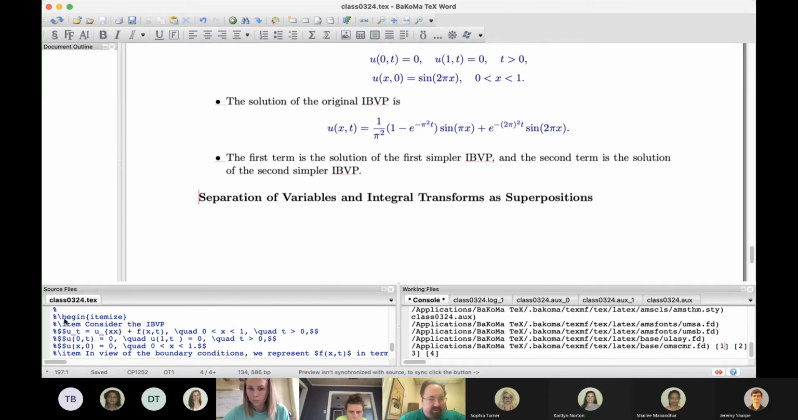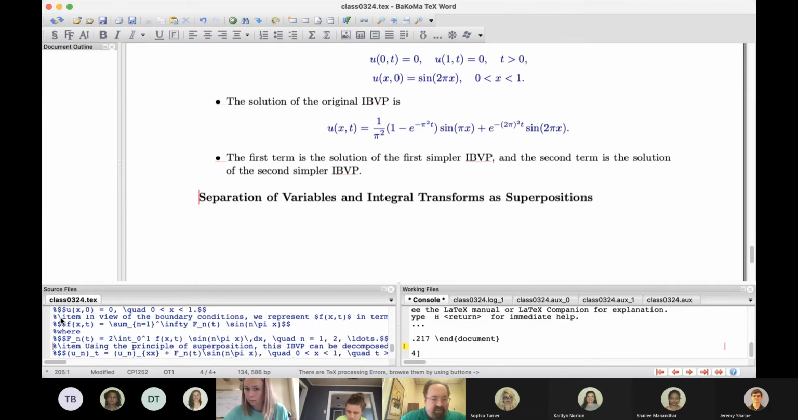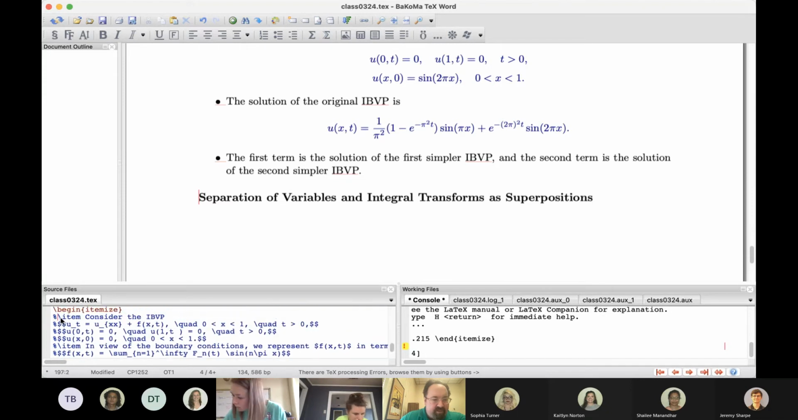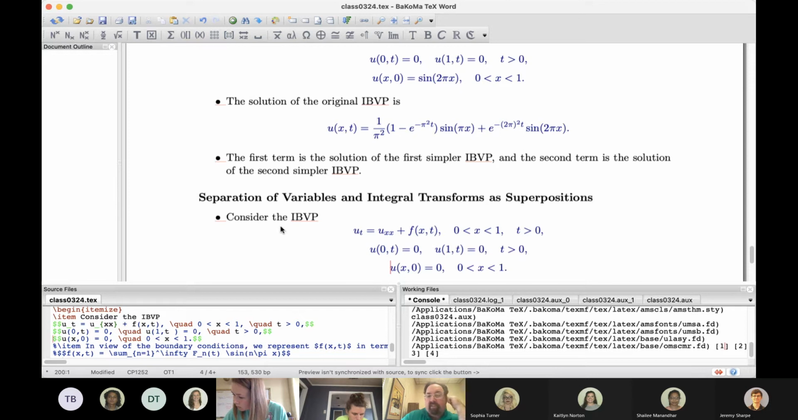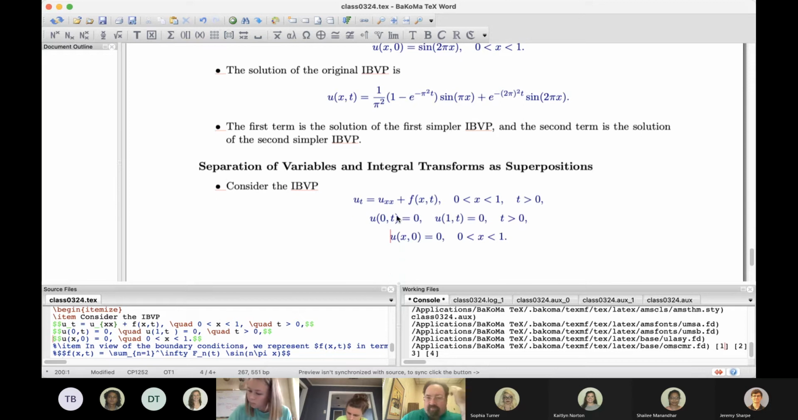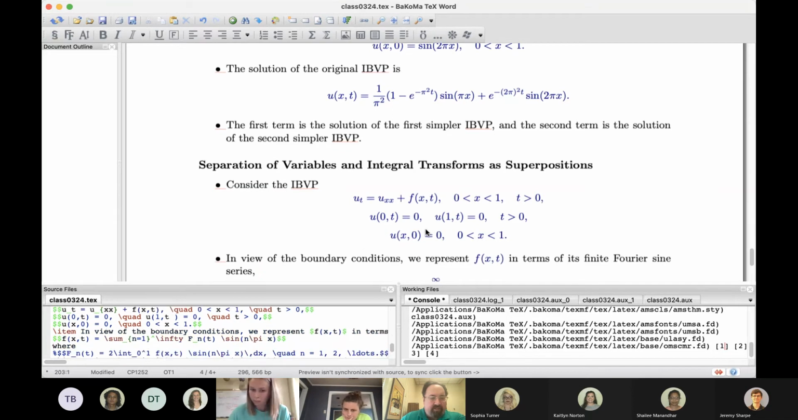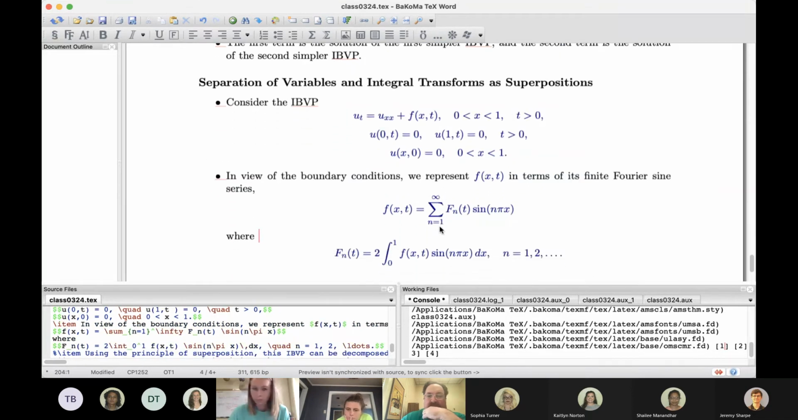So if I consider this general initial boundary value problem, I have a non-homogeneous PDE with a source term, but my initial data happens to be 0. Now here I have Dirichlet boundary conditions. The u is specified. So if I'm going to solve this using a finite Fourier transform, I should use a sine transform.